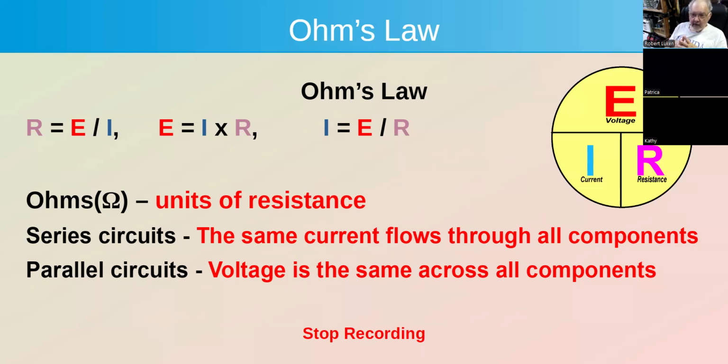We can have series and parallel circuits. In the case of a series circuit, where everything is connected together in a sequential string, you'll have the same current flowing through all the components. The voltage across each component may be different. If it's a parallel circuit, where all the components are connected in parallel, the voltage will be the same across all of them, but the current through each component may be different.